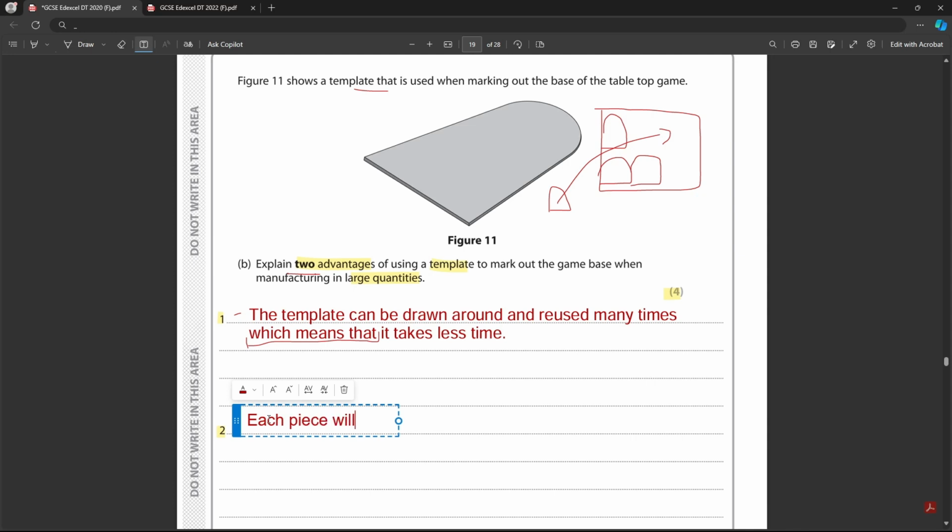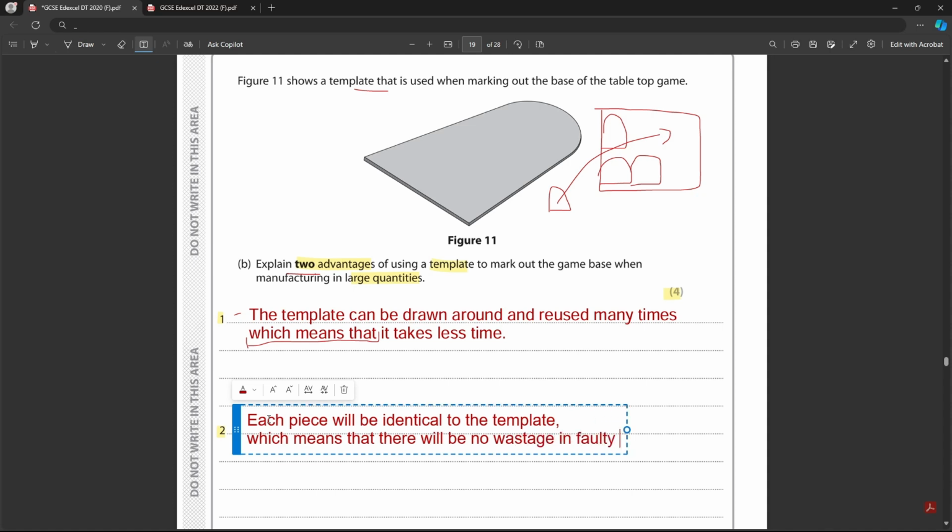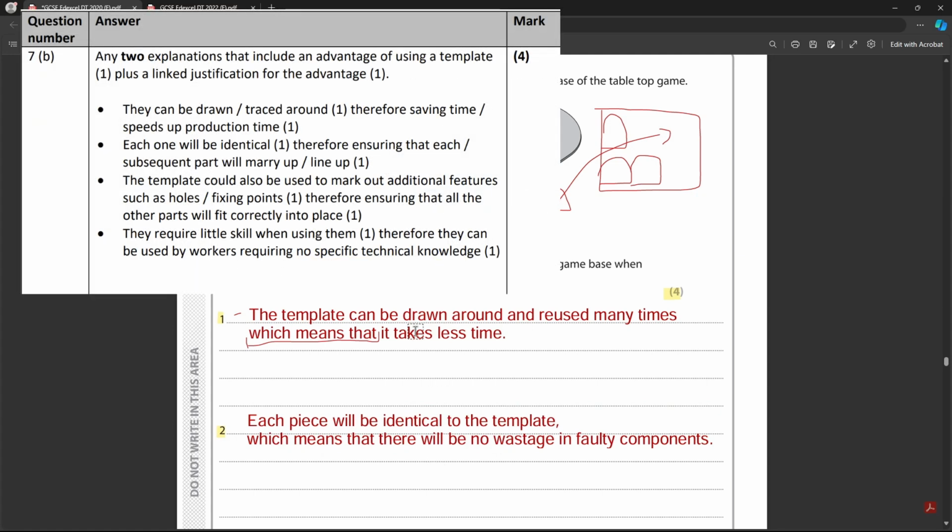So each piece will be identical to the template, which means that there will be, for example, no wastage in faulty components. That would be a second reason for this. So again, each piece is going to be the same as the template. You're just copying directly from the template, which means that there'll be no wastage caused in having 40 components that you have to then chuck away because it doesn't fit something.